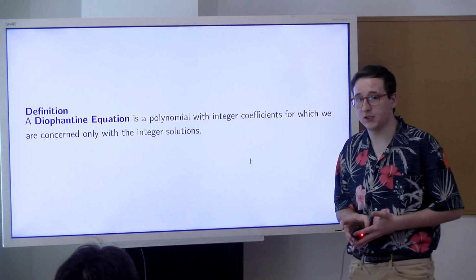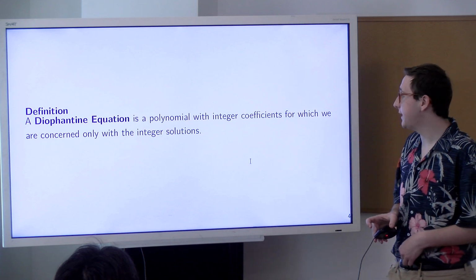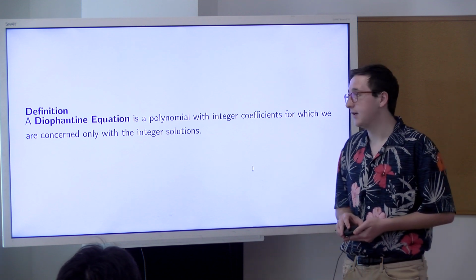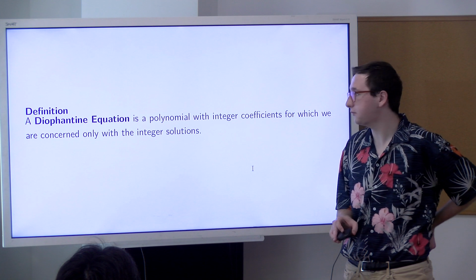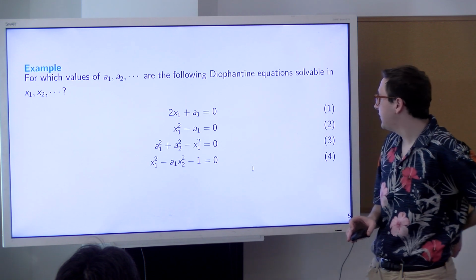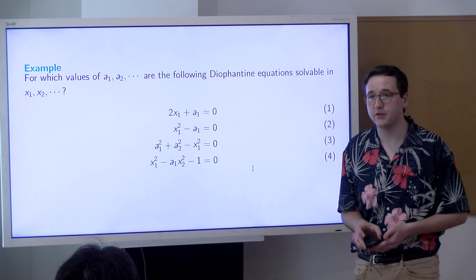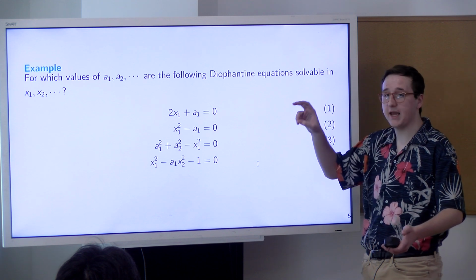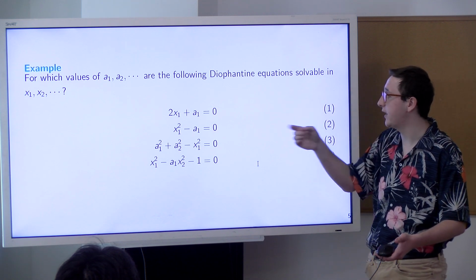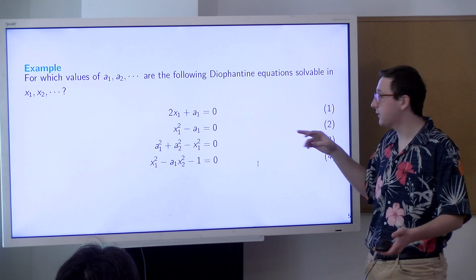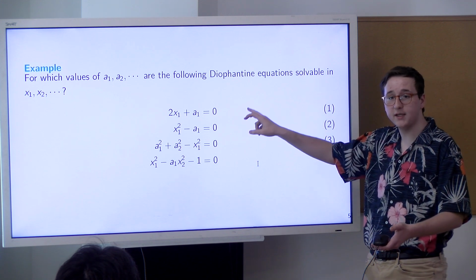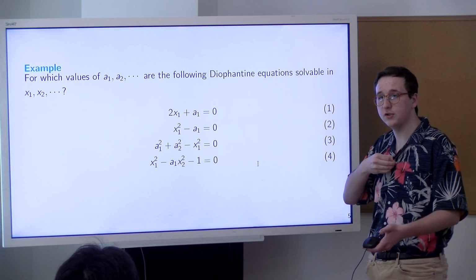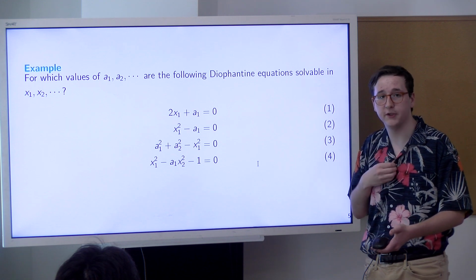So all of these polynomials I've been talking about are Diophantine equations. A Diophantine equation is a polynomial with integer coefficients where we're only concerned with integer solutions. We can ignore any solution that's not integral. Here's a slight generalization of the solution set to a Diophantine equation. Consider these polynomials with parameters a1, a2, and so on, and variables x1, x2, and so on. For this first equation, for which values of a sub 1 is there a solution in x sub 1?